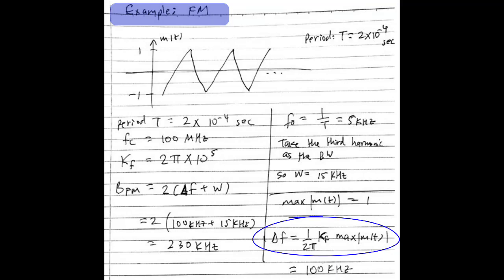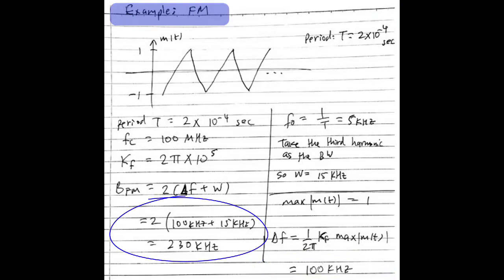You will often see this 2 pi scaling in books that use angular frequency, like omega equals 2 pi f, instead of just regular frequency f. Plugging everything in gives us that the frequency deviation, delta F, is 100 kilohertz. Plugging in delta F and W into Carson's rule gives us that the FM bandwidth is 230 kilohertz.